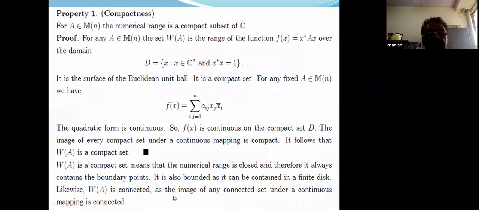We now discuss some properties of numerical range. First is compactness. Take A to be any square matrix, then the numerical range is a compact subset of C.